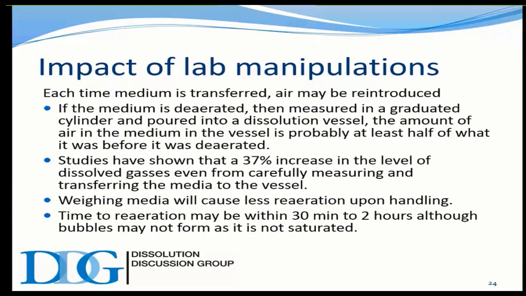While you're thinking about that, I just want to mention a few things about manipulating media. The more you manipulate anything, the more chances are you can work air into it, especially if you've done a great job deaerating media, and then you're dumping this into the bottom of a 1-liter graduated cylinder and then pouring this maybe not so carefully into a dissolution vessel. All that hard work you may have done to remove air may build air back into it, at least double what was in there when you deaerated it.